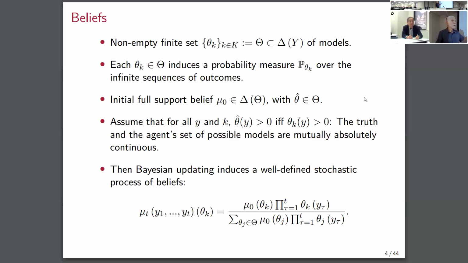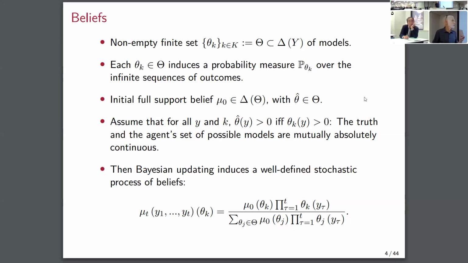And I'm going to make a strong assumption again here to make things extra simple and relaxed: assume that the true model theta hat and any theta k are mutually absolutely continuous. So if some y has true positive probability, all the models the agent considers think it has positive probability. And if some theta k thinks y is possible, then it actually is possible.